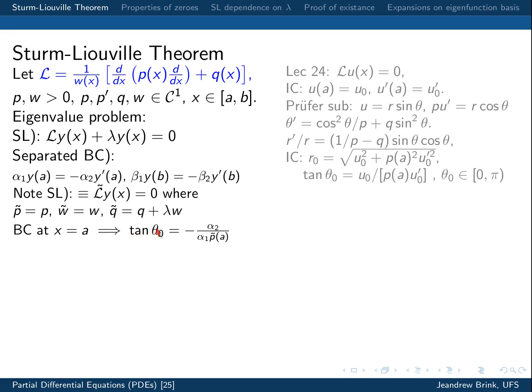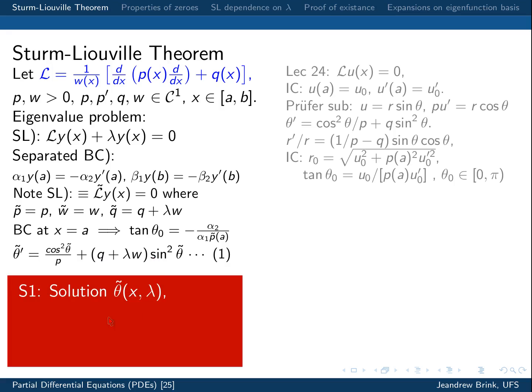So here we have tan theta 0 is simply equal to this ratio of constants that we use to specify our separated boundary conditions plus P of A. And then what we have is the pre-Prüfer substitution, which is simply this thing where we've replaced our normal definition that we derived over here with a modified Q. And this is the equation we're now going to be exploring, at least initially. Okay, so the first thing we're going to do is explore this equation's dependence on lambda.